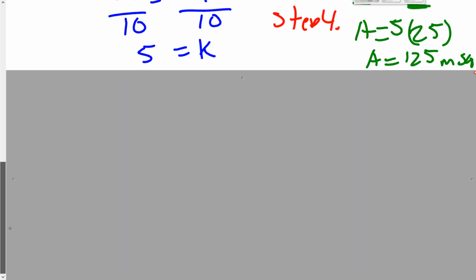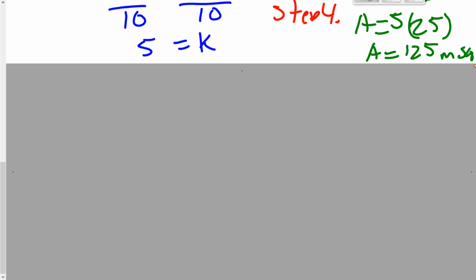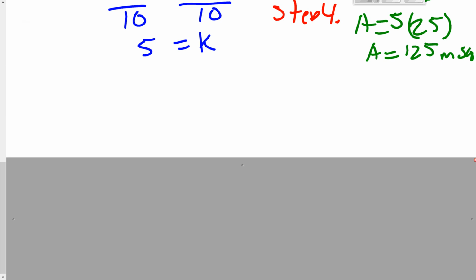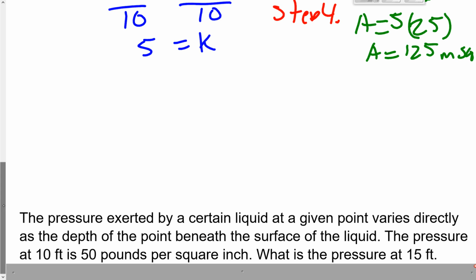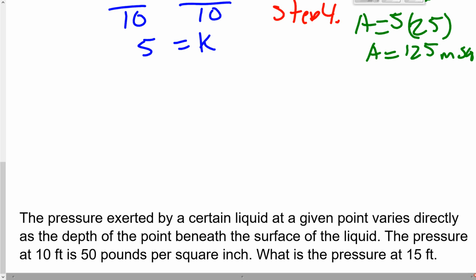So that's how you do these problems. You write the equation, and you enter in the given information to find k. Once you find k, you plug your k back into your original equation, and then you solve for any additional information they give you. Okay?